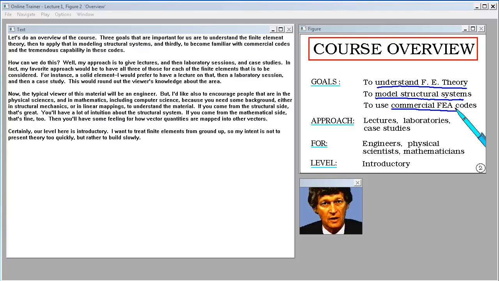How can we do this? Well, my approach is to give lectures and then laboratory sessions and case studies. In fact, my favorite approach would be to have all three of those for each of the finite elements that is to be considered. For instance, a solid element. I would prefer to have a lecture on that, then a laboratory session and a case study. This would round out the viewer's knowledge about the area.